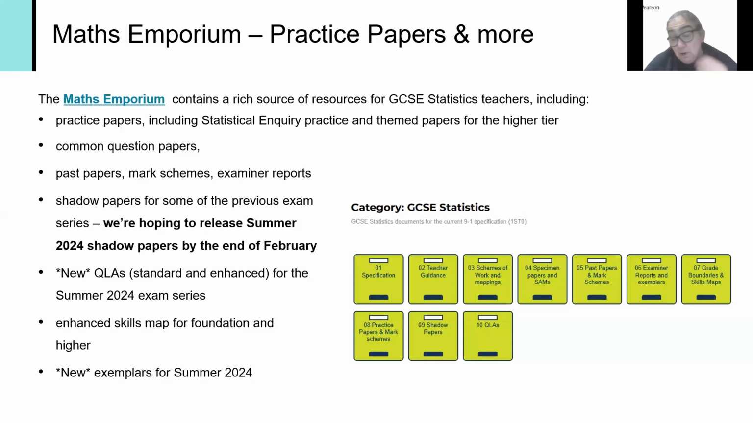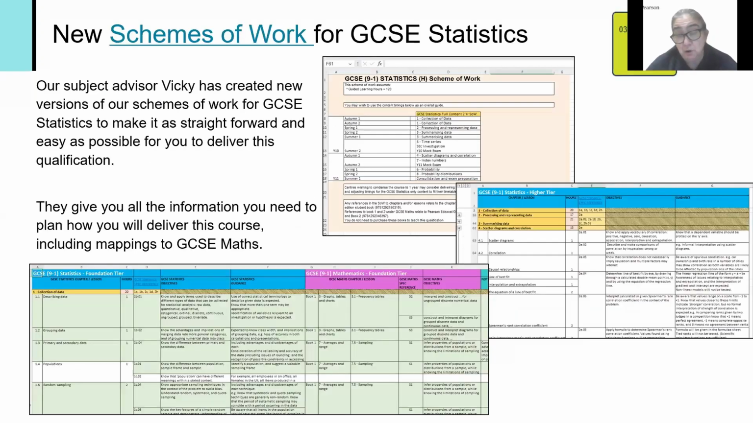So you see there, hopefully by the end of February, loads of stuff constantly coming out now that the qualification is growing. New schemes of work. One of the things that I thought was really useful, if you haven't seen this, is that there's a thing in there that shows the crossover between GCSE maths and GCSE stats.